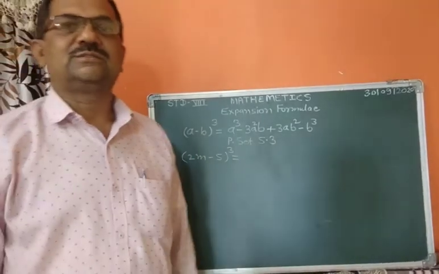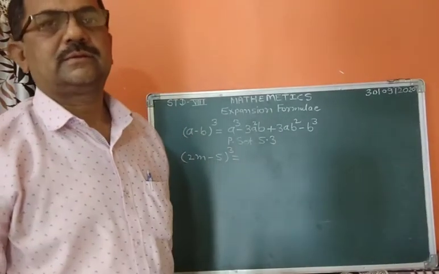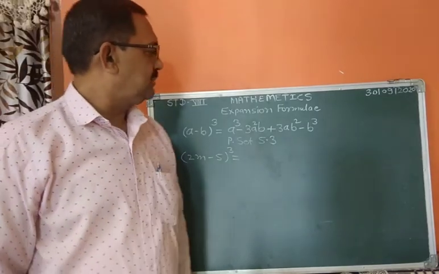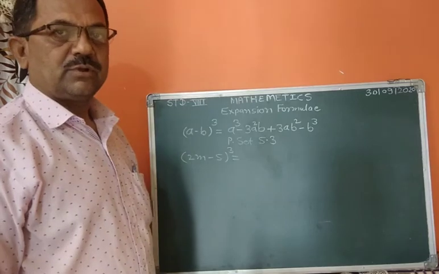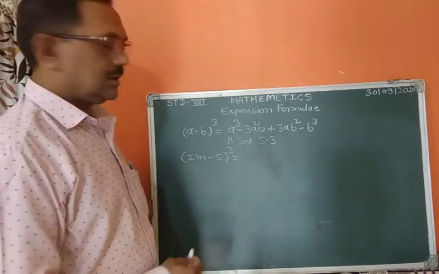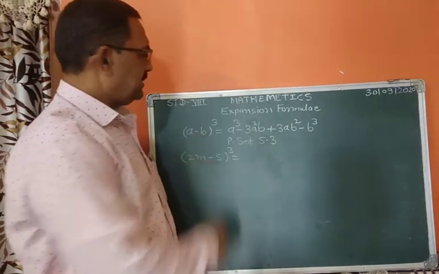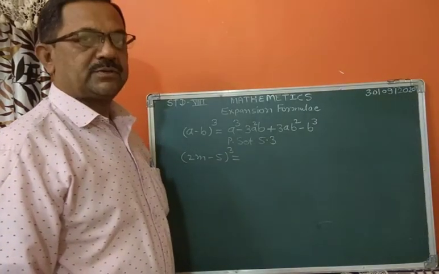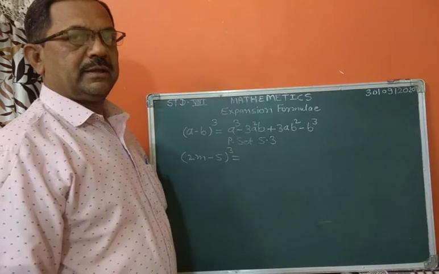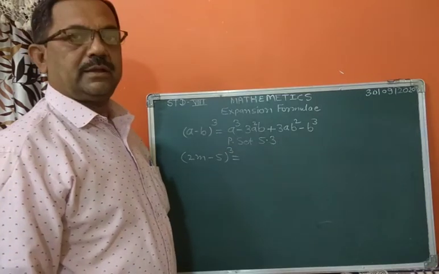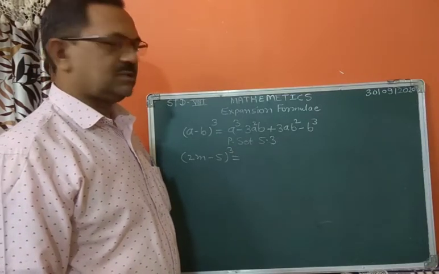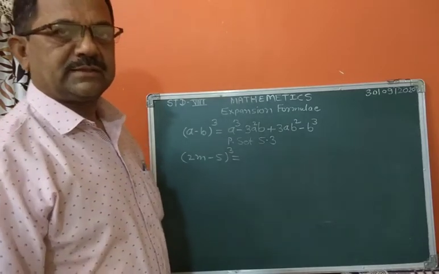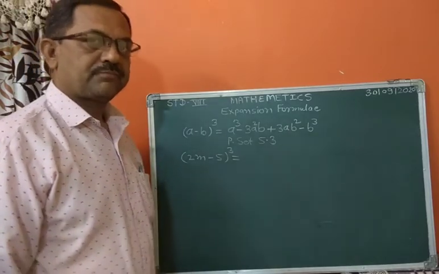Good morning, students. Today we have to learn about the (a minus b)³ expansion formula. Here (a minus b)³ is equal to a³ minus 3a²b plus 3ab² minus b³. Then you have to see the example on this formula.